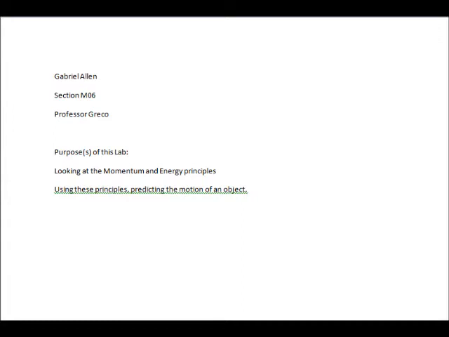Now, the purpose of this lab was looking at the momentum and energy principles, and using these principles to predict the motion of an object. And the results said that the energy principle was upheld throughout this whole experiment.